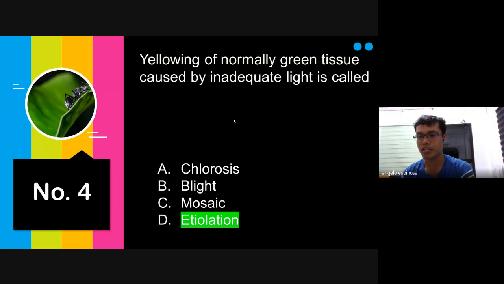It is etiolation. Pag sinabi natin etiolation, nagkakaroon ng inadequate light, kakulangan sa light. So kaya yung green tissue ay nagiging yellow. So ano ba yung blight, sir?